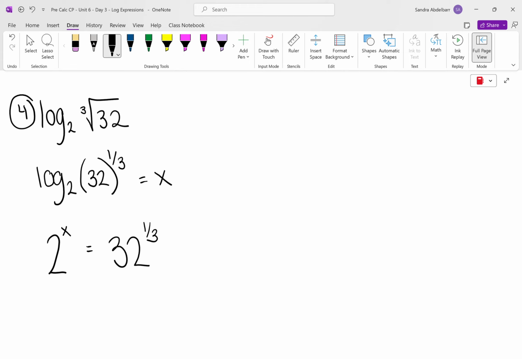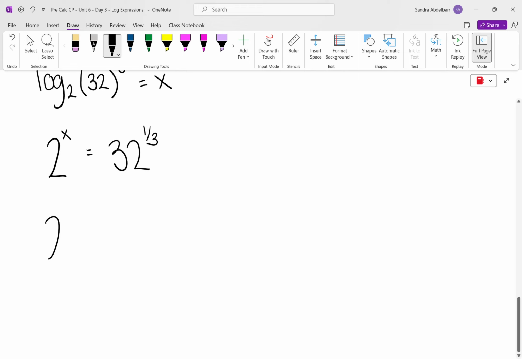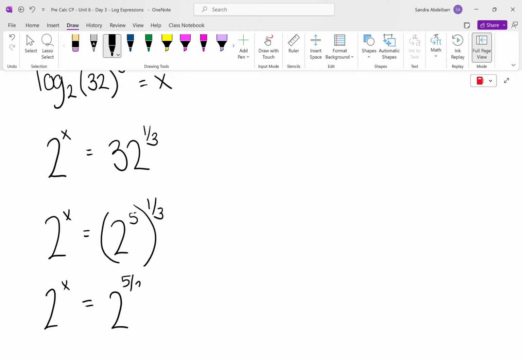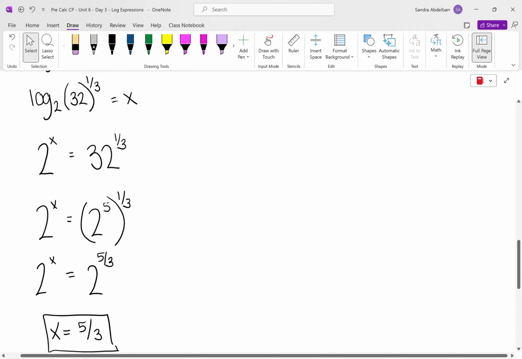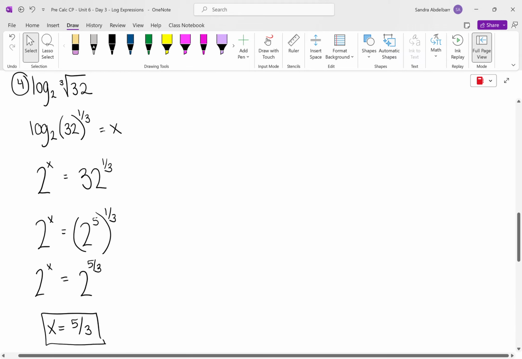What should I do now? Same bases. 2 to the x is equal to 2 to the 5th raised to the 1/3. So 2 to the x is equal to 2 raised to the 5/3 power. What does this tell us? x is equal to 5/3. All right, last one like this.